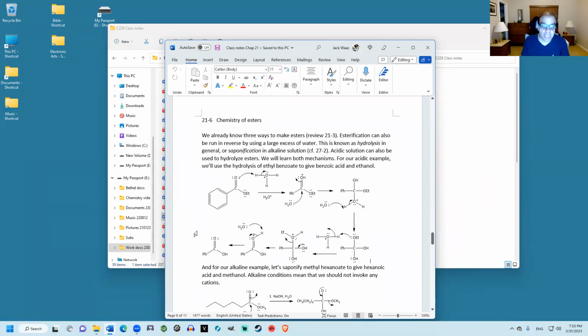So that's how ester hydrolysis looks in acidic medium. It really is Fischer esterification run exactly backwards. Step for step backwards. They're the same reaction, they're just the reverse of each other.